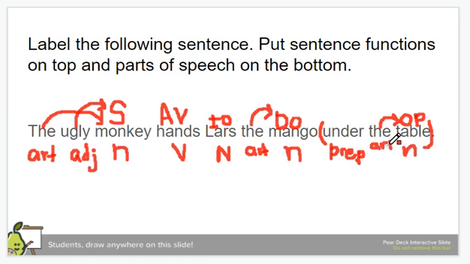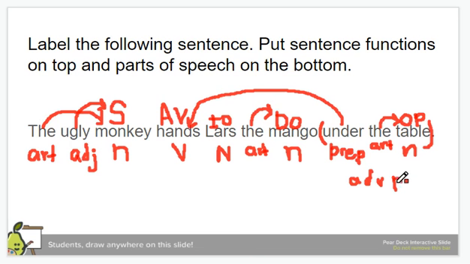Okay, and this whole thing here, this whole prepositional phrase is a modifier. Prepositional phrases are always modifiers. Okay, so what is it that's under the table? Is it the mango that's under the table? Well, kind of, but to me it looks like it's the actual handing of the mango that's happening under the table. So I'm going to say that this thing is modifying. It's not like a mango under the table. It's like the pass off, right? The handing under the table. So we're going to call this thing an adverbial prepositional phrase.